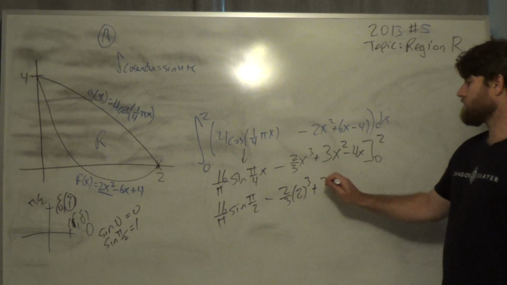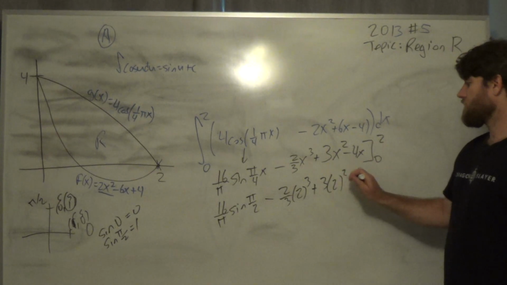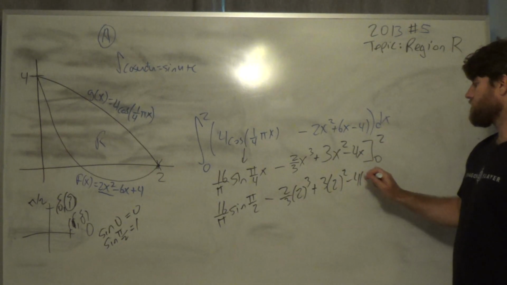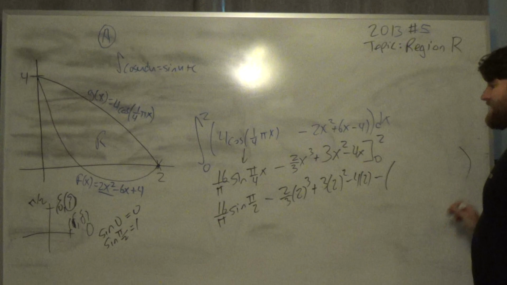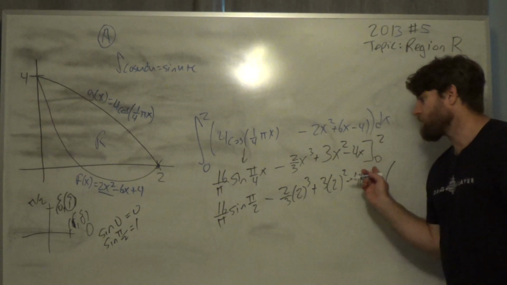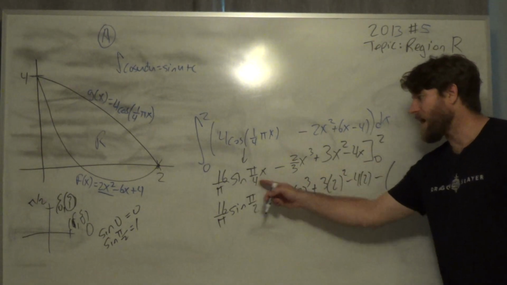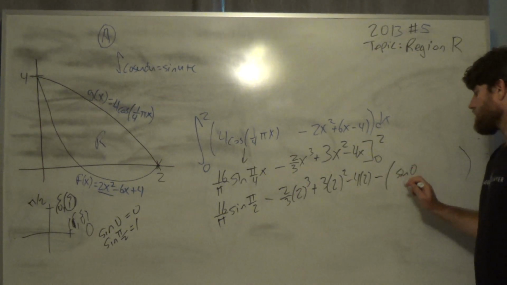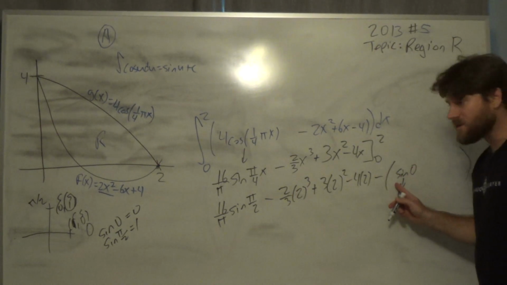I put a 2 here. I put a 2 here. Minus. Now watch the beauty of the next piece. When I put a 0 here, I will end up having a sine of 0, which is 0. I know there's something in front, but it's 0.